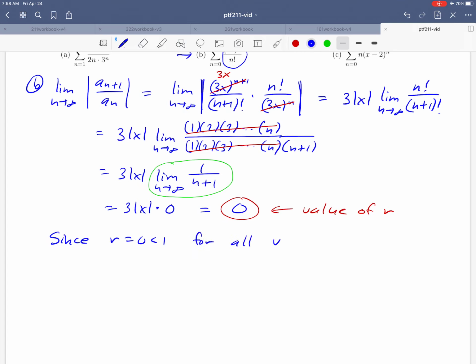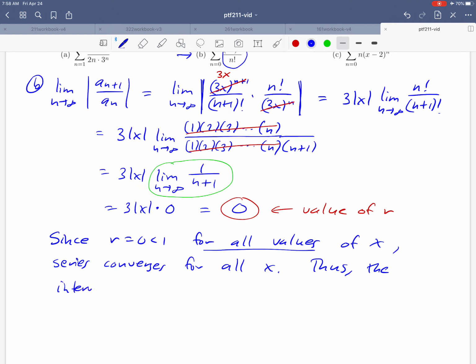Since that r is equal to 0 for all values of x, the series converges for all values of x. But if it converges for all x, that means the interval of convergence is everything, all real numbers. And we could write that down by just saying negative infinity to infinity. The entire real line, for every single x value, we get a convergent series.